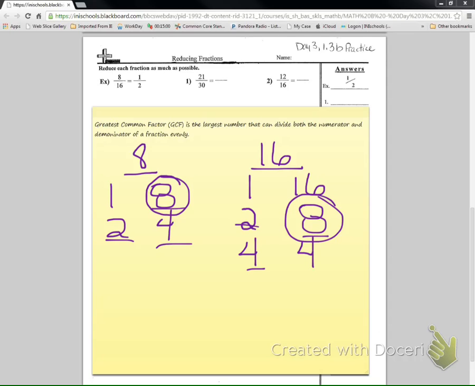Incidentally, when I reduce it, take a look at what's right beside those 8s. Right next to the 8, you see how I have a 1? And right next to the 8 under the 16, I have a 2. And look what the fraction reduced to, 1 over 2. Is that pretty cool? Let's try the next example, or problem number 1.